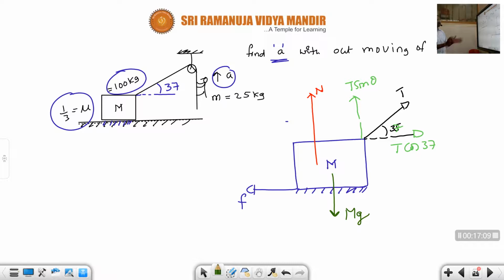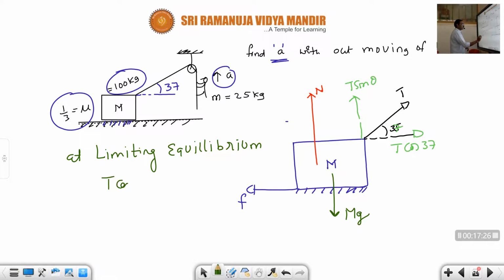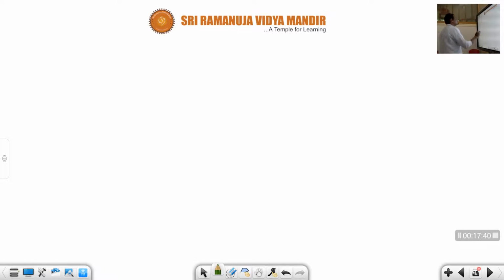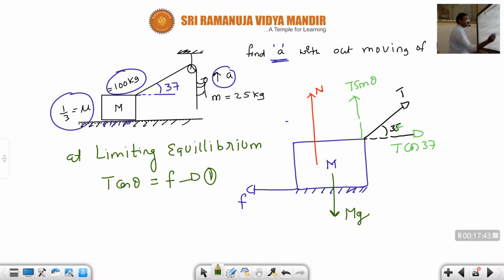Under the equilibrium situation, at limiting equilibrium, T cos 37 is compensated by the force of friction. I am calling this equation 1. Coming to the vertical forces, to find the normal reaction on the block: N plus T sin theta is equal to mg.